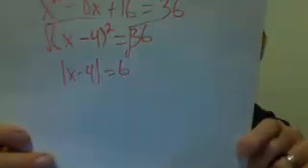Then you should square root both sides, and we should get the absolute value of x minus 4 equals 6. Then we should split it: x minus 4 equals 6, and x minus 4 equals -6. Add 4 to both sides, and we get x equals 10 and x equals -2.